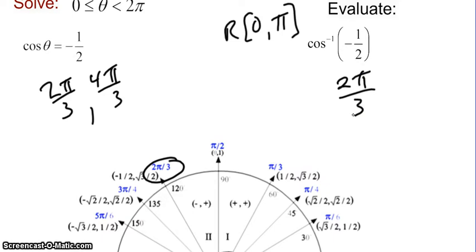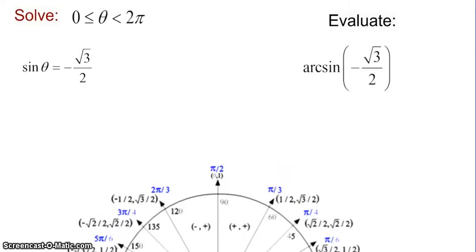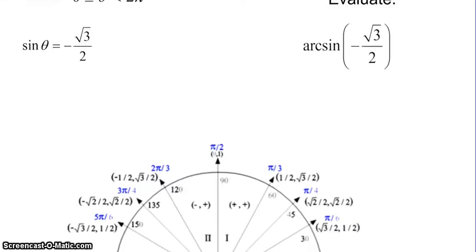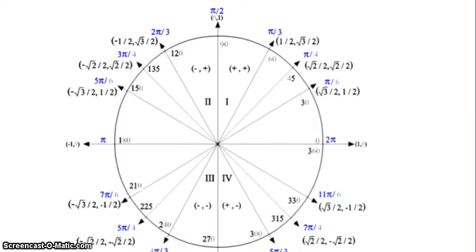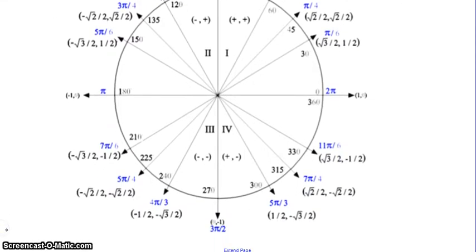Okay. Take a look at our next example. This one is sine of theta equals -√3 over 2. So again, now we're looking for our y value, and in this case we have that to be 4 pi over 3 and 5 pi over 3.